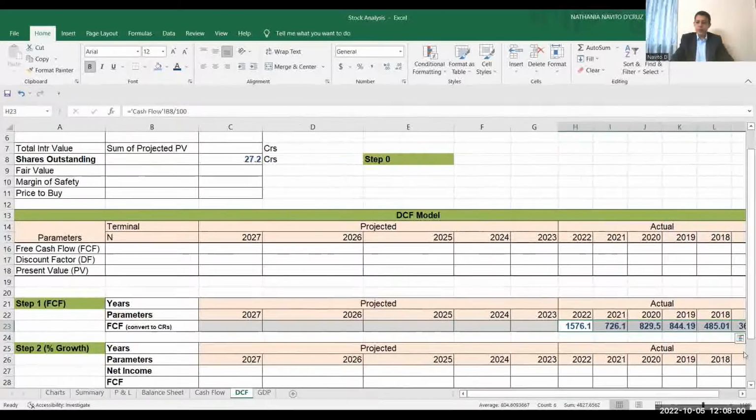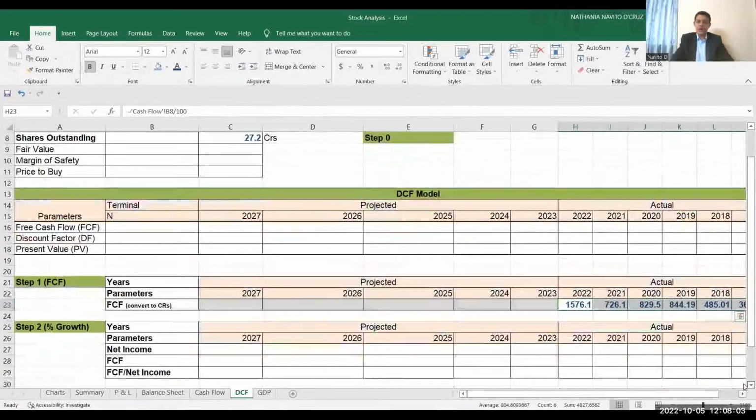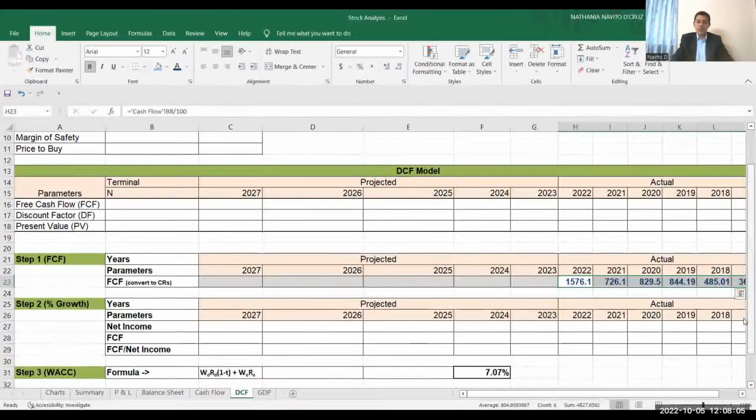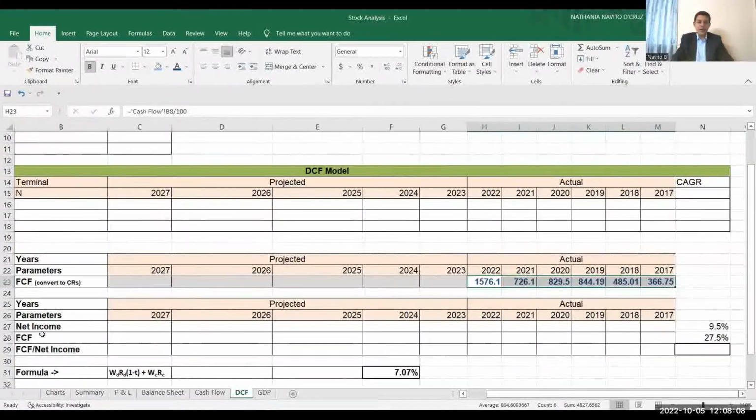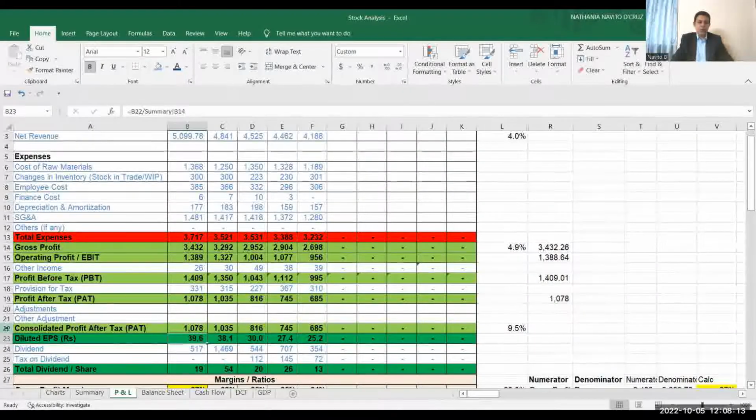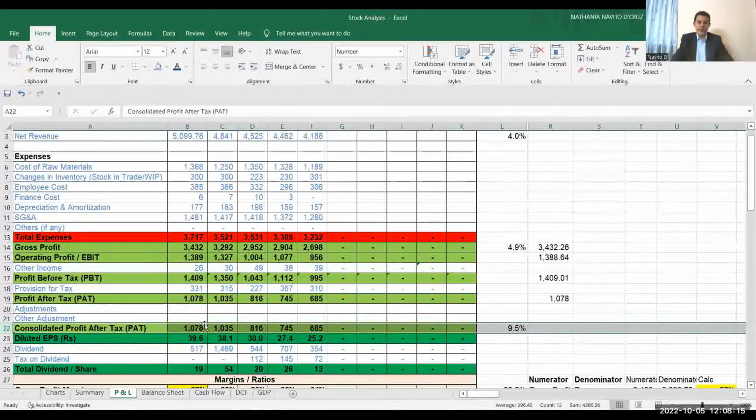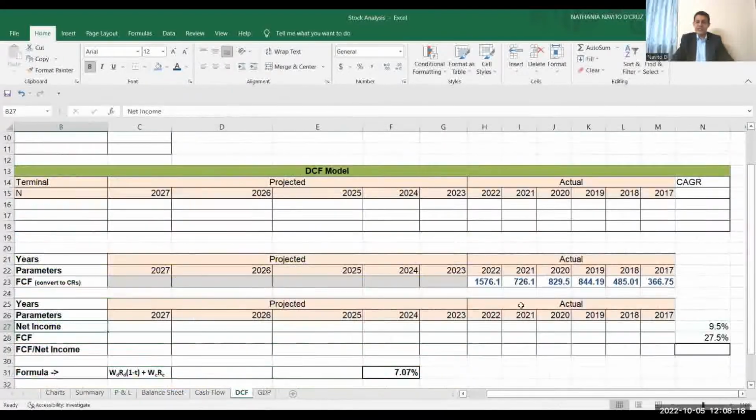Now that we know our step one of free cash flow, let us see how to determine the future projected cash flow. For this, we take our net income. Net income comes from the P&L, so the P&L, which is row number 22, consolidated profit after tax. These are the values which we fetch into our DCF. So we populate all the historical values of net income of the company by looking up into the values of P&L. Once we have our net income, we already know the free cash flow. We refer these values from the previous step.